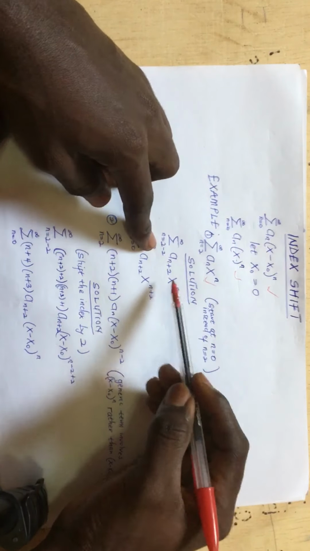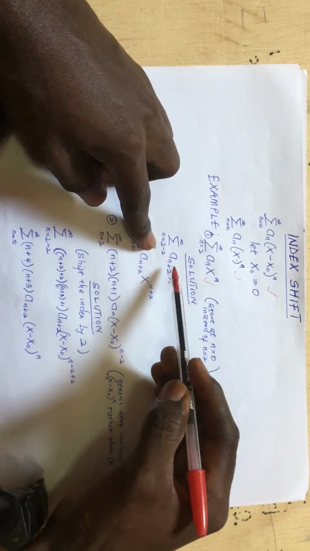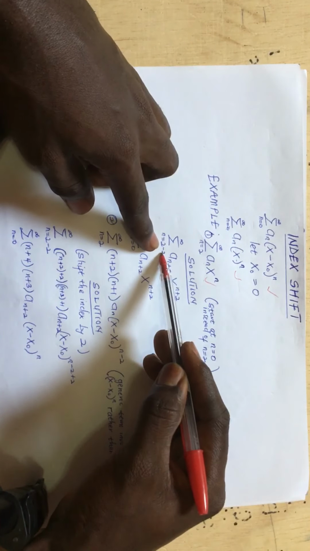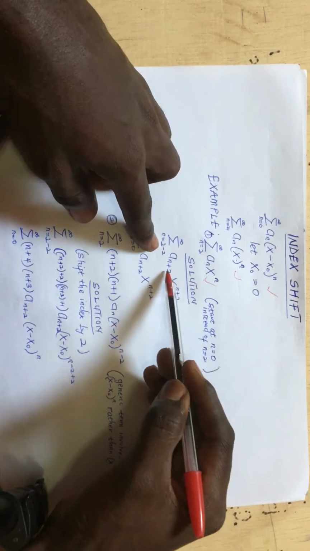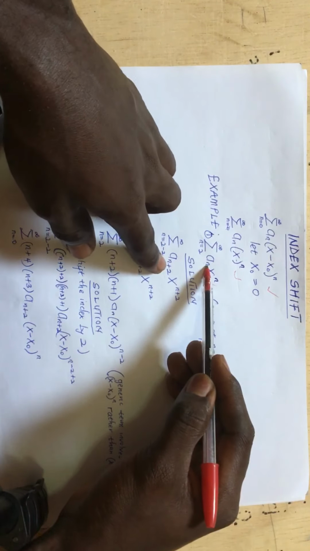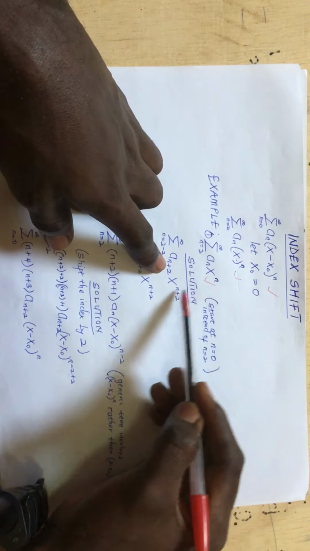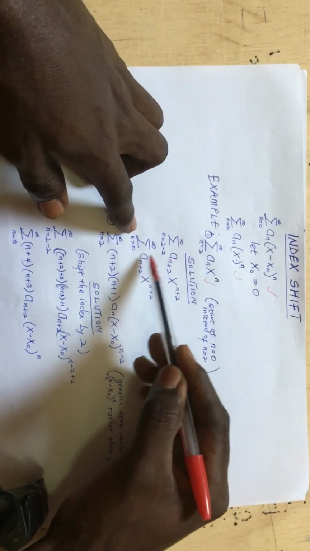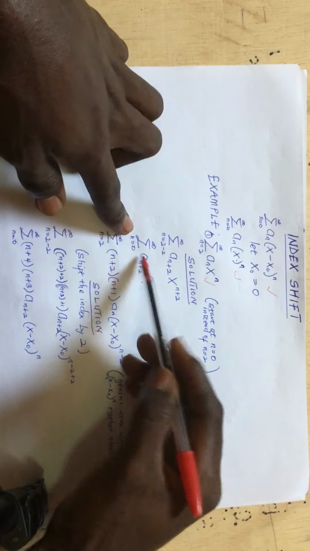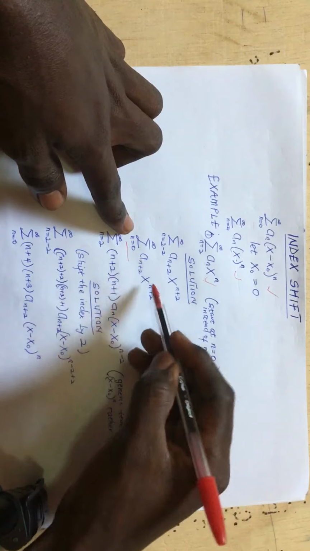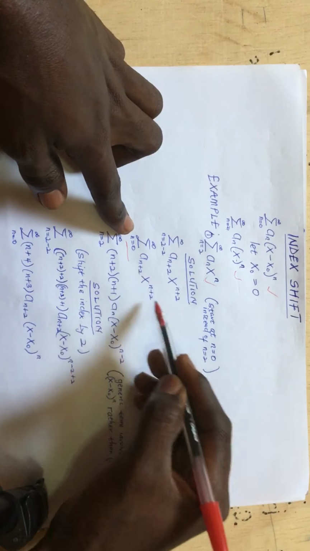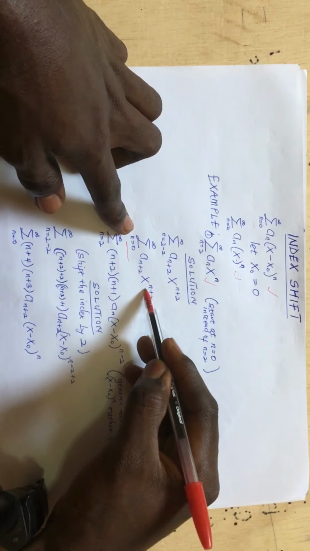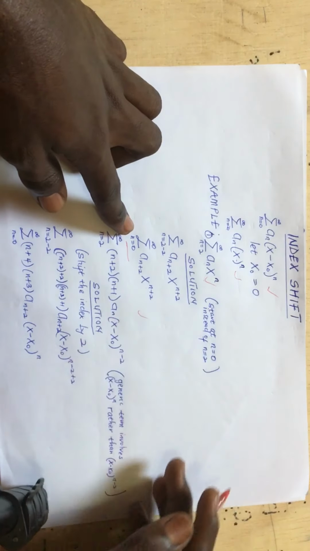So let's look at the solution here. We are subtracting 2 from the index, so we make sure we add 2 in the series. The index will give us 0, and then the series terms become n plus 2, and n plus 2. So this is the first example.